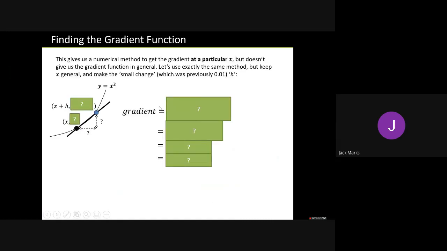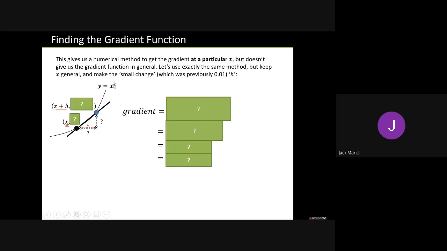So let's be a bit more formal about it now. What we're going to do is pick in general a point x. So we're just calling it x now instead of giving it a number. And for the other one, we're going to go across a little bit. I'm going to call this distance h. So the x value of the blue dot is x plus h. So whatever it was from before, you add on h.